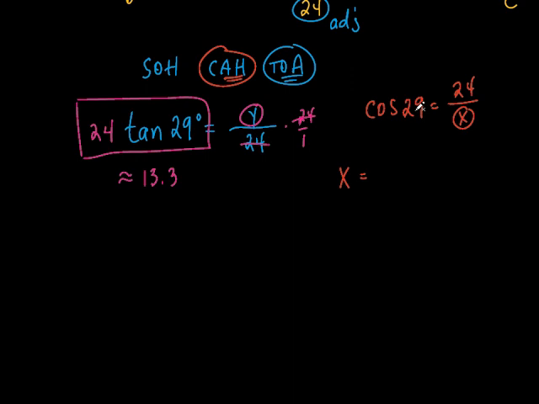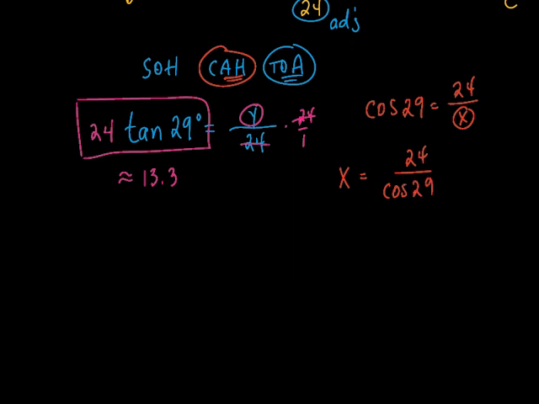Then I got to get rid of this cosine of 29. That's already on top, so if I put it on the other side, I'm going to put it on the bottom. Do you see it? If it was on the bottom, it's going to be on the top of the other side. If it was on the top, it's going to be on the bottom if I move it over. So I just basically switch places with it, right? I just switch the x and the cosine of 29. So it's 24 over what? Not just 29, but the cosine of 29.